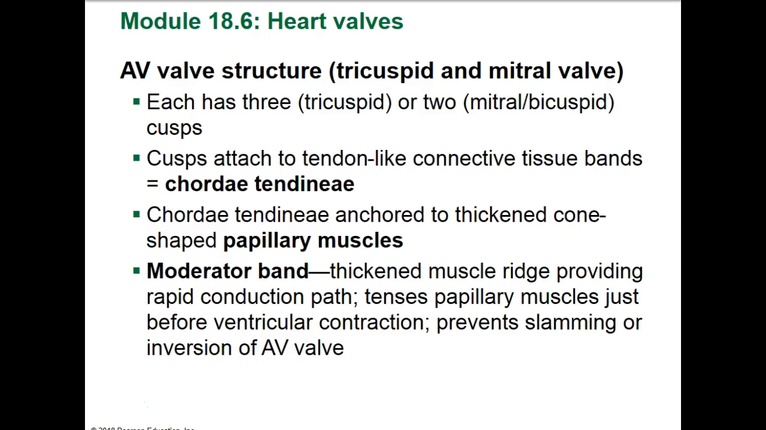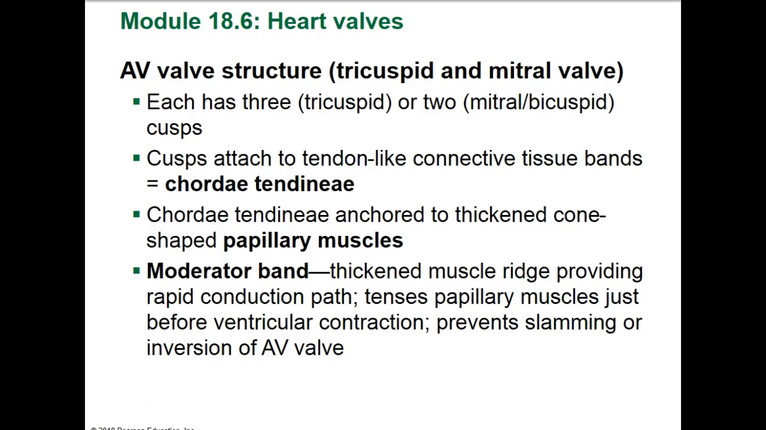So let's talk a little bit more about the heart valves. The AV valve structure in particular, if we look at the tricuspid, each has 3 valves. And if we're talking about the mitral or bicuspid, it has 2. The cusps are attached to tendon-like connective tissue bands, or the chordae tendineae. You saw that when you cut the heart open. They're anchored to thickened cone-shaped papillary muscles.